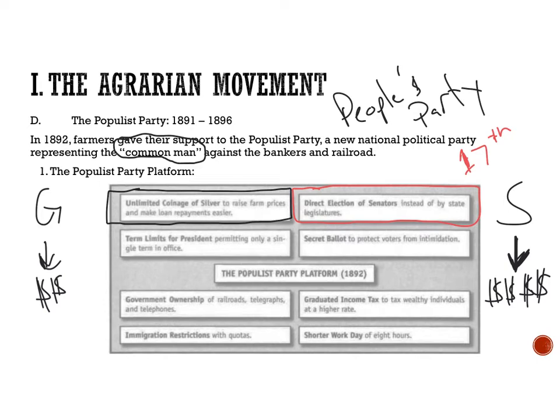This other stuff is interesting, but you don't need to know it for the test. Term limits for president, that was a good one, saying you're going to serve a single term, but that never comes to be. Secret ballot.